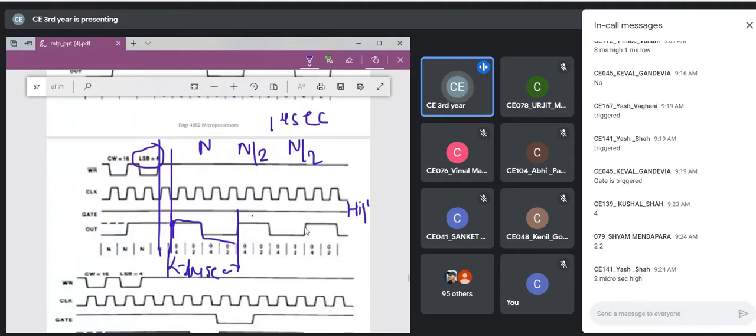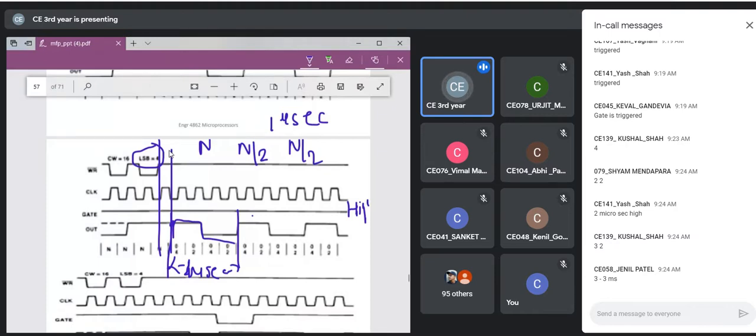Assume that the count is 5. Suppose the count is not 4 and the count is 5. Then what will you do? What will be the period first of all? Yes, it will be 3 and 2, not 3 and 3. We cannot go for 6 microseconds, right? We have to manage our period to 5 microseconds.